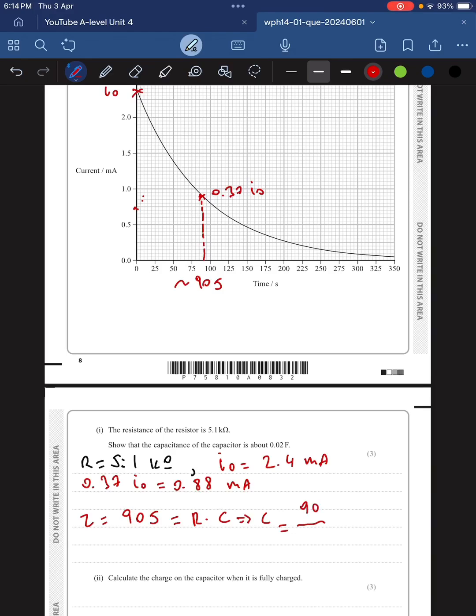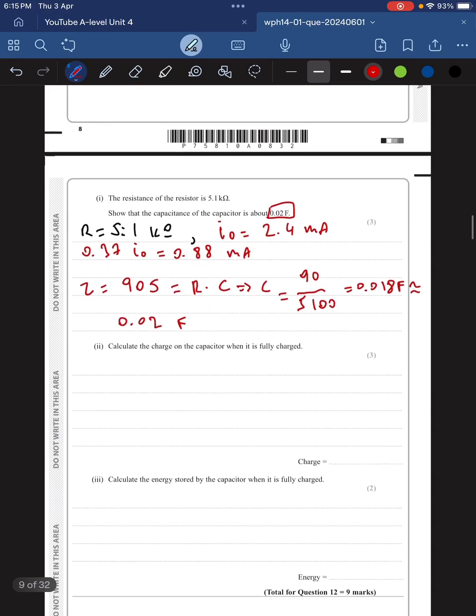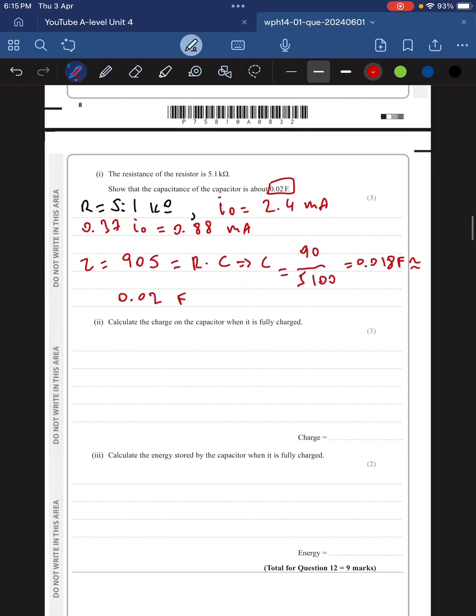So 90 seconds over 5,100 ohms, which is the resistance, gives us 0.018 farads, which is about 0.02 farad, okay? Which is what they ask. So we are good. Part 2, calculate the charge on the capacitor when it is fully charged.